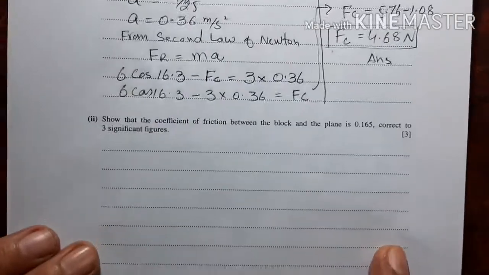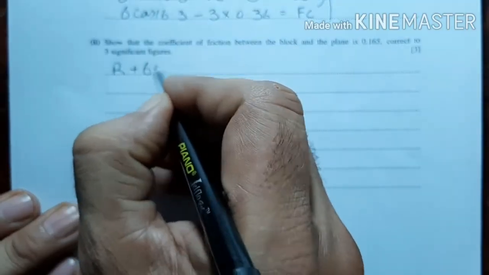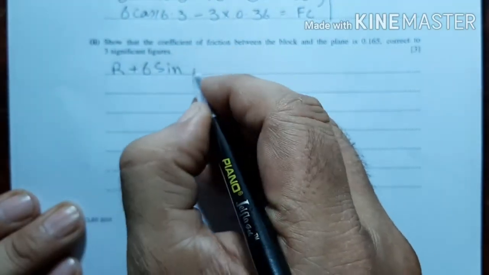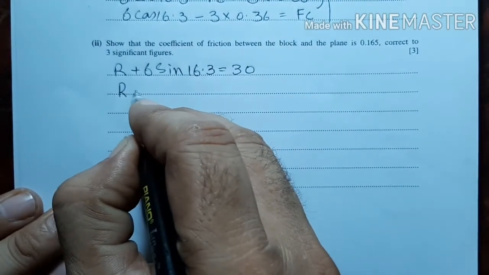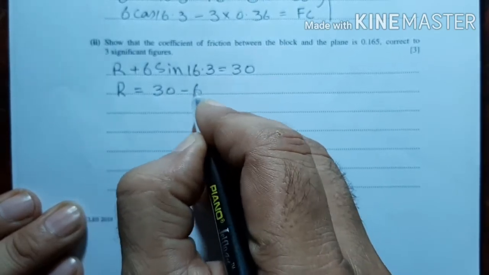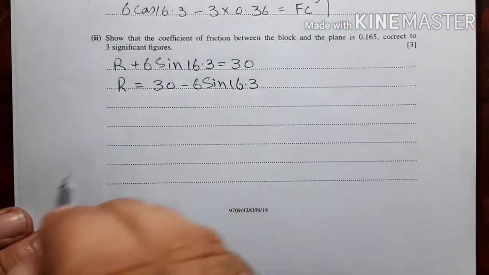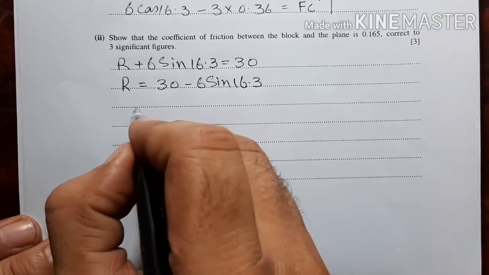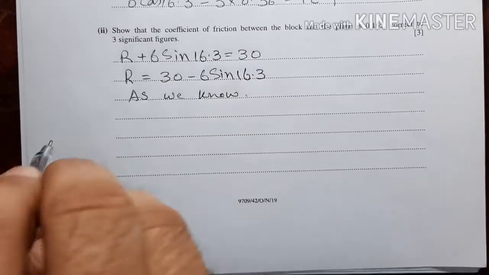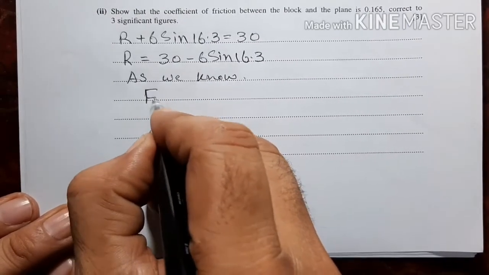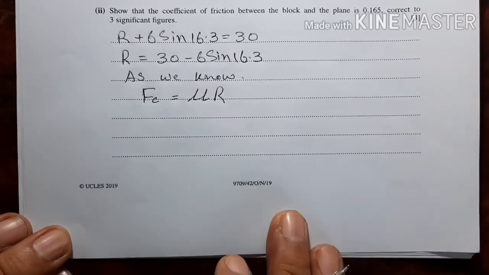So R plus 6 sine 16.3 is equal to 30, or I can write R is equal to 30 minus 6 sine 16.3. So this is my R. As we know, frictional force Fc is equal to mu R. Mu is called the coefficient of friction.